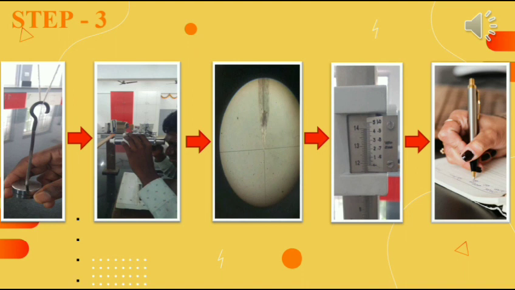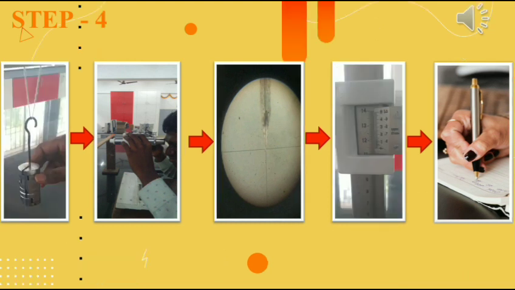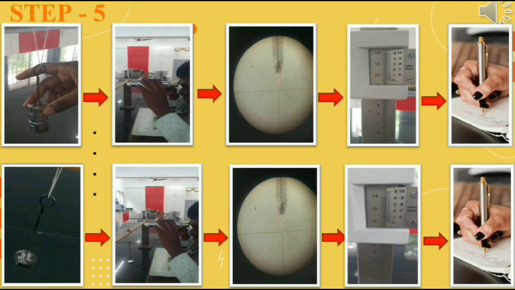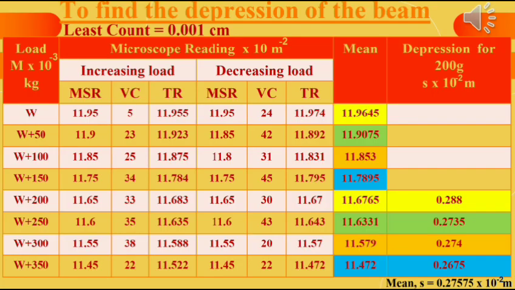Add 50 grams of load to the hanger and adjust the vernier microscope vertically. When the image of the pin coincides with the cross line, note the vertical vernier scale reading. Repeat this step by adding loads in steps of 50 grams, and the corresponding readings are noted until attaining 350 grams of load. After adding about 350 grams, the loads are removed in steps of 50 grams and the corresponding readings are noted. Then tabulate the noted readings.